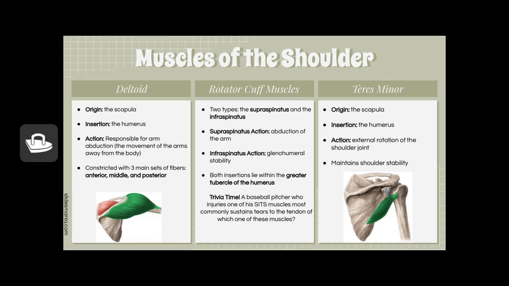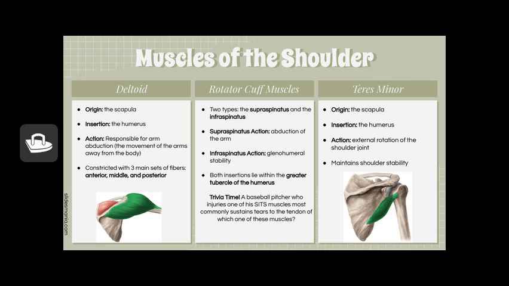So, muscles, tendons, and ligaments combined keep your arm bone in your shoulder socket, but your shoulder can be easily dislocated. So, starting off, we have the deltoid, and its origin is going to be the scapula. Its insertion is going to be the humerus. The action of this muscle is going to be responsible for arm abduction, so the movement of the arms away from the body, and they are constructed with three main sets of fibers, and that's going to be the anterior, the middle, and the posterior.